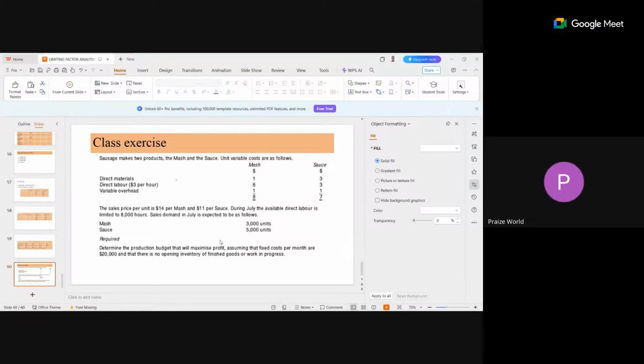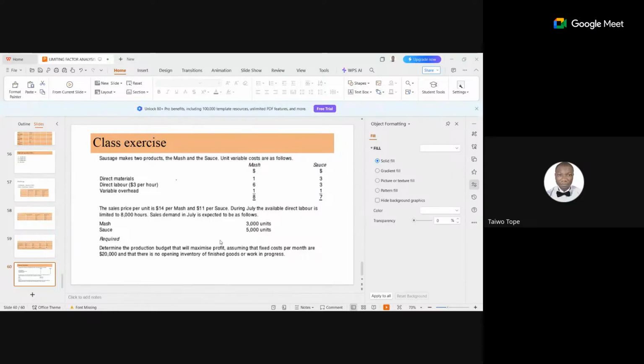Then once you determine that, you now compare with the expected sales. For mash, looking at the screen, it will be 6 divided by 3, 2 hours for mash. 2 times 3,000 units, you have 6,000 hours to be used. And for sauce, it will be what? 3 divided by 3, that is 1 hour to produce 1 unit of sauce. 1 times 5,000 is 5,000.